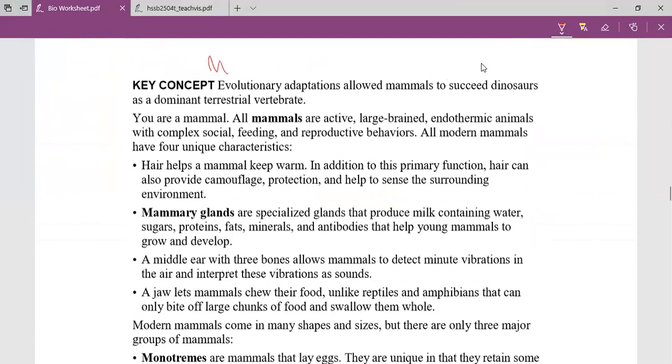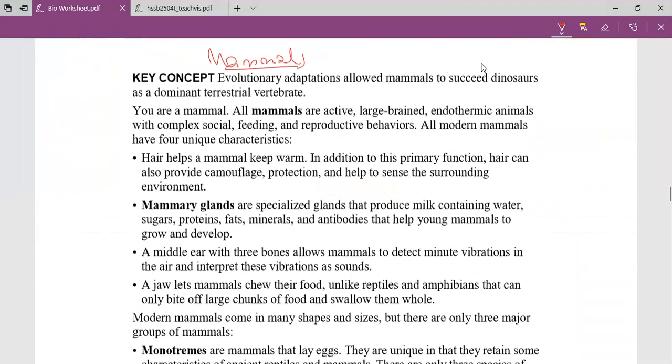Now we have mammals here. Evolutionary adaptation allowed mammals to succeed the dinosaurs. Before, the dinosaurs were the most successful organisms on the land, which are terrestrial. The dinosaurs were the most successful before, and after that, the mammals succeeded them. But dinosaurs are reptiles, yeah? When the dinosaurs were living, there was no mammal living there. So you are a mammal. You are a mammal. You are an animal.